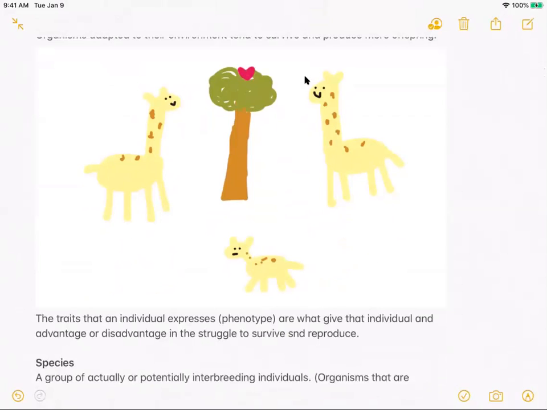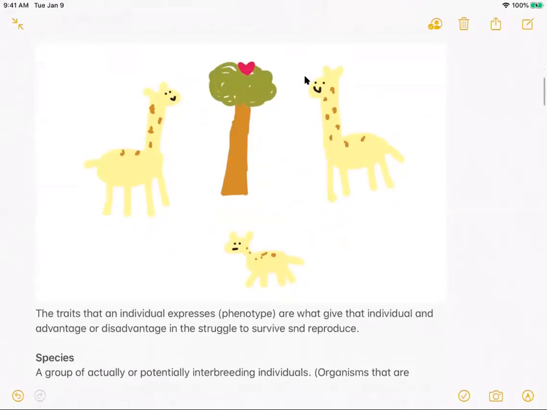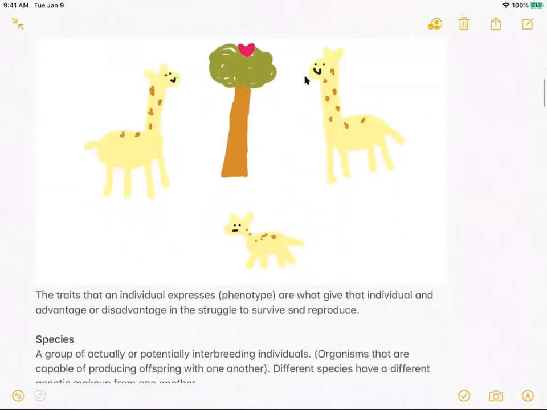So in the case of the giraffe at the very bottom, they would have a disadvantage for having a small neck because they would not be able to survive eating off of these tall trees and they would not attract mates.